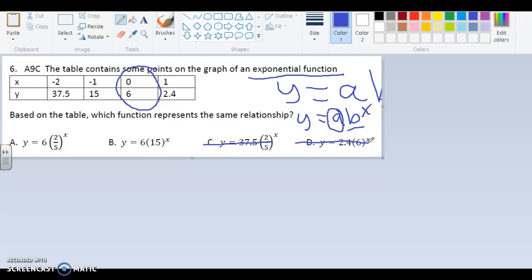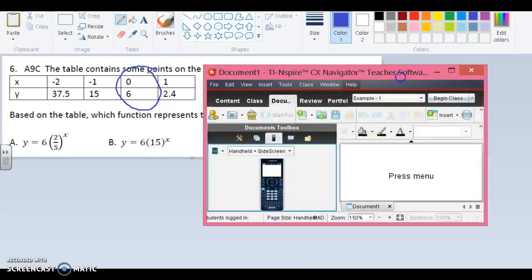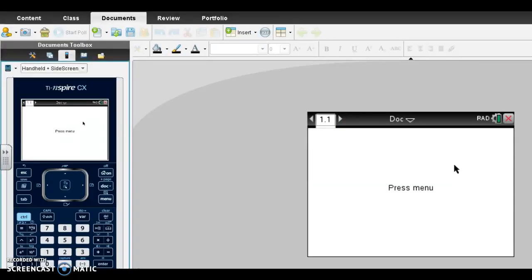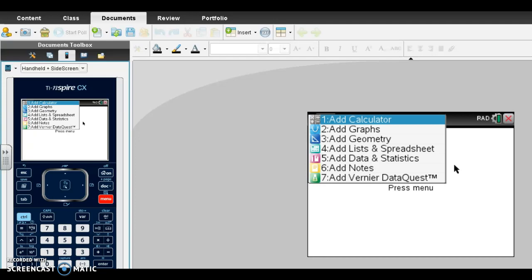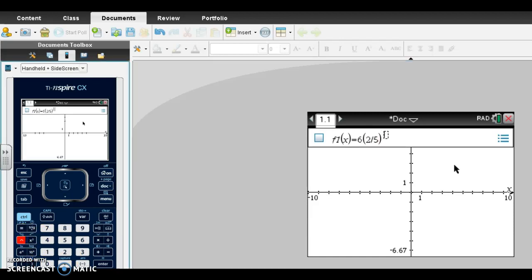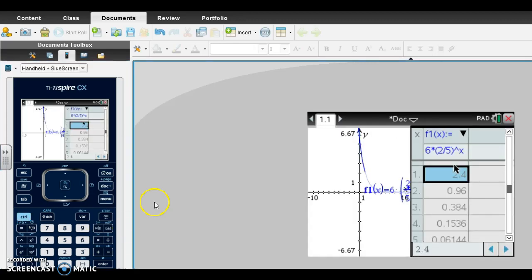From there, what I'd probably do is go to the calculator. Cool, so you will press menu and add graph, and then you'll type in your functions to see which one has the matching table. So I'll type in 6 times 2/5 to the power of x first, and then press enter. And then remember, you can press Control T to see the table.